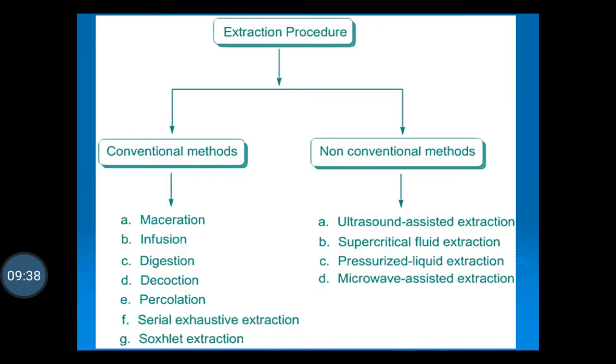Then the process of extraction can be divided into two types: conventional methods of extraction or non-conventional methods of extraction, or one can say the general methods of extraction or the modern methods of extraction. The conventional methods are also called the general methods used for extraction, and the non-conventional methods are also called the modern methods used for the process of extraction.